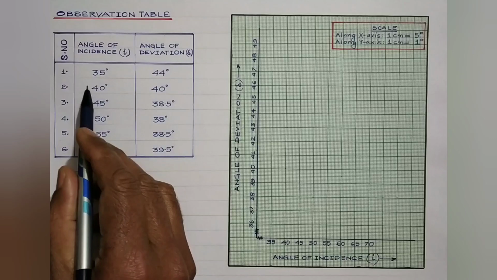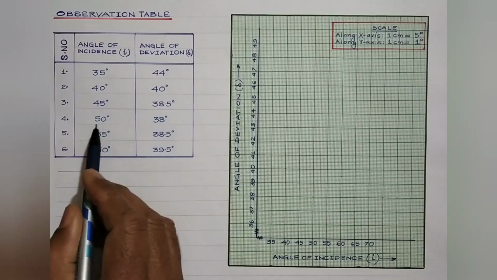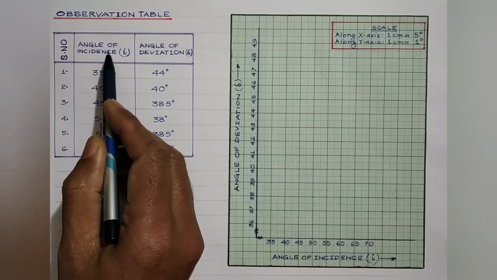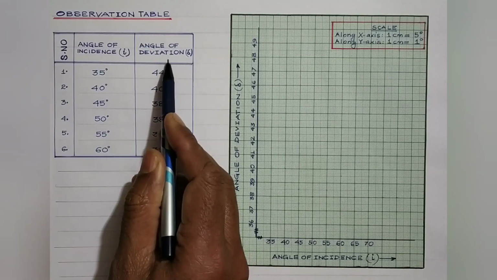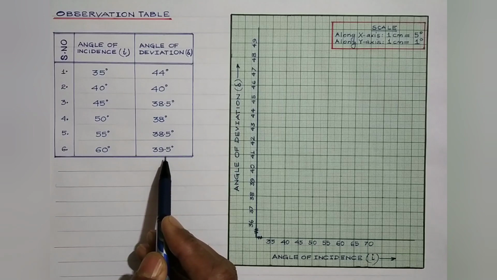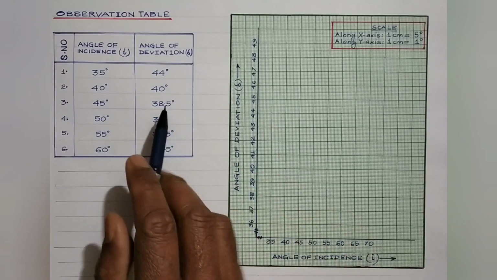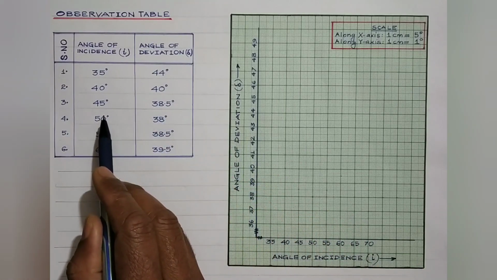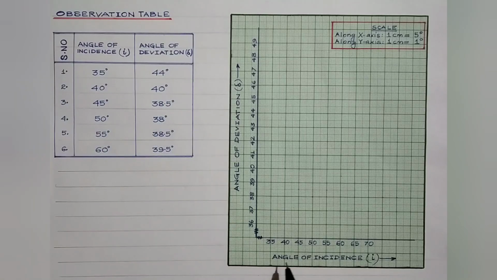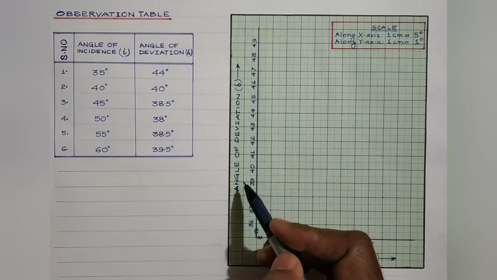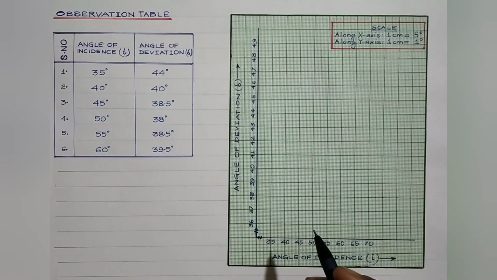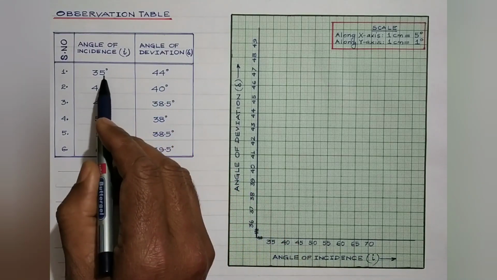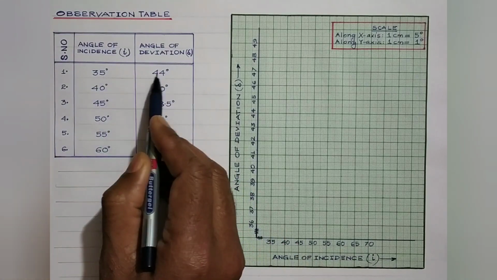So students, this is the observation table which we have obtained, right? This is the column for angle of incidence in degrees, and these are the corresponding values of angle of deviation, again in degrees. Now here we need to plot a graph between the angle of incidence and the angle of deviation. Angle of incidence is represented along the horizontal axis, while the angle of deviation is represented along the vertical axis. Okay, let's plot the first point, 35 degree and 44.